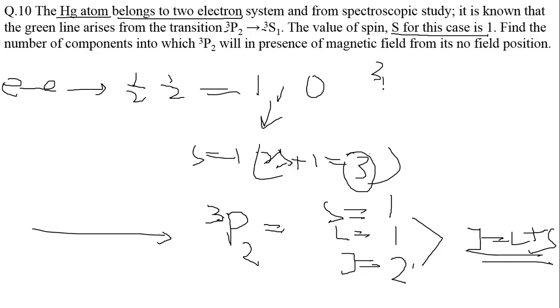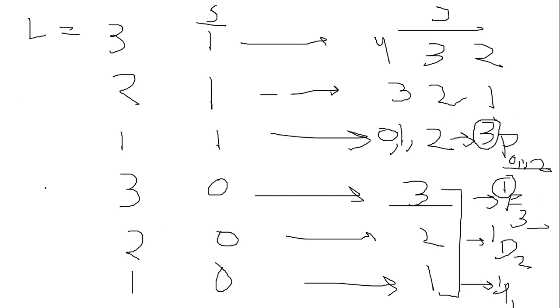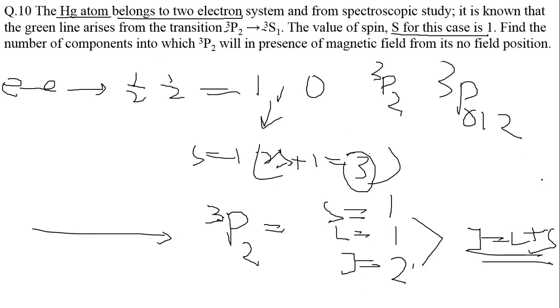Since it is 3p2, if we consider l equal to 1 and s equal to 1, we have the combinations 3p0, 1, 2, because in the previous question, for s equal to 1 and l equal to 1, the combination is 3p012. So here also the 3p012 terms will arise, but here we are considering only the transition which gives rise to the green line, that is the transition from the 3p2 level to the 3s1 level. So from the 3p2 level, s equal to 1, l equal to 1, and j equal to 2.